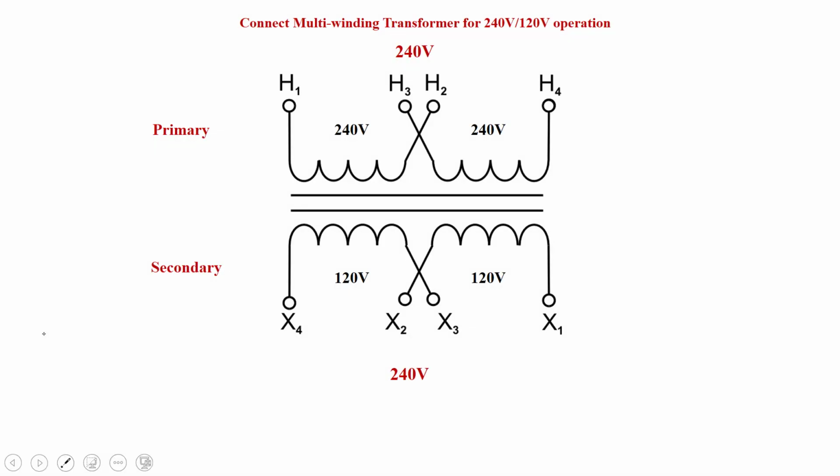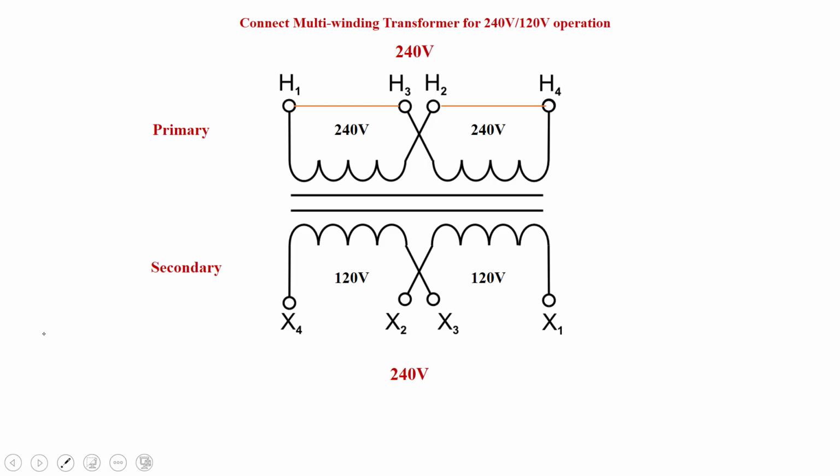All right, on this one, we're going to create a one-to-one transformer, essentially. So 240 in, 240 out. What is the connection on the H windings, or the primary? Well, we want each winding to get its full rated voltage. So in order to do that, we have to put them in parallel. Now each winding will get rated voltage on it.